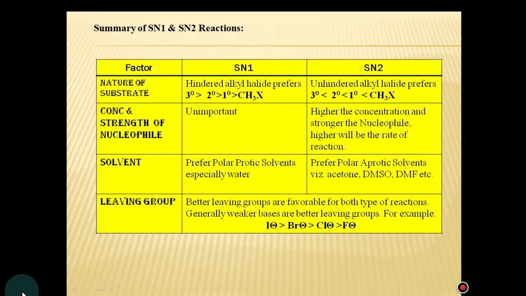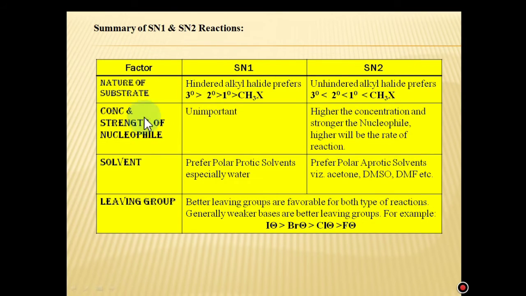Good afternoon, students. In previous classes, we have discussed the detailed mechanisms of SN1 and SN2 reactions. So finally, today we are focusing on the summary of SN1 and SN2 reactions, and after that we will discuss the free radical substitution reaction. It's a major summary of SN1 and SN2 reactions.